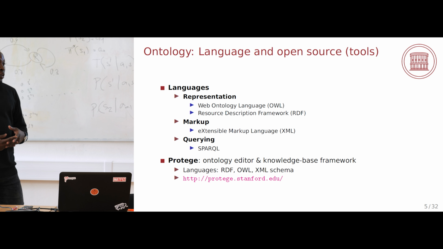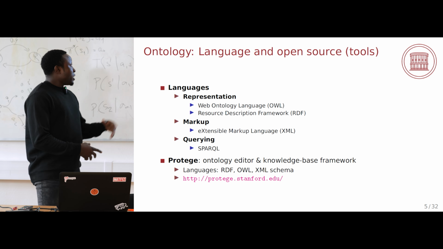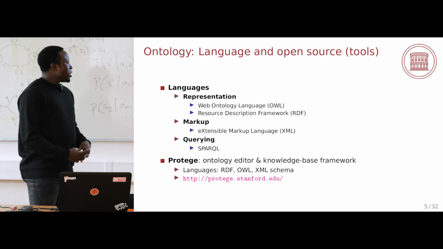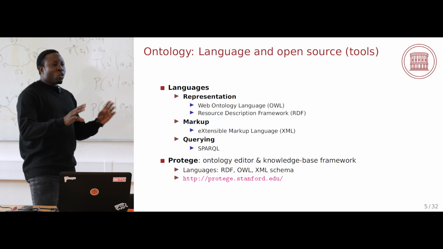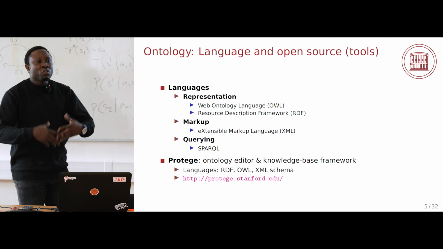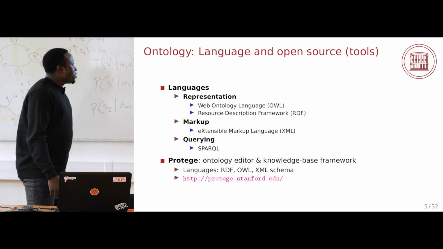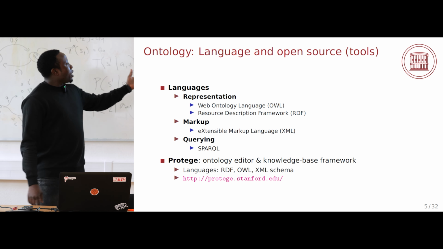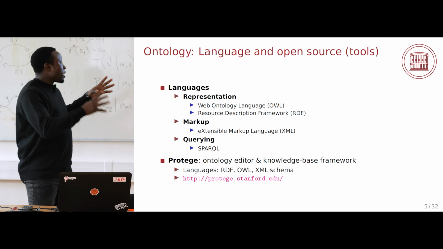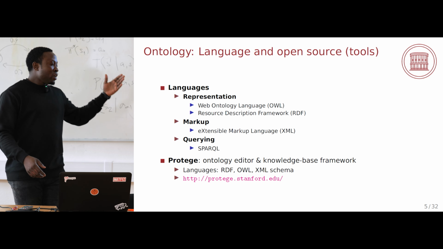Some ontological languages include something like the Web Ontology Language, that is OWL, and then the Resource Description Framework. These are grounded in logic, and so with this logical framework grounded in them, we can perform reasoning tasks on them, and then make inferences from this form of formalization. And also, we can represent them using XML, and we can query these ontologies using the SPARQL query.